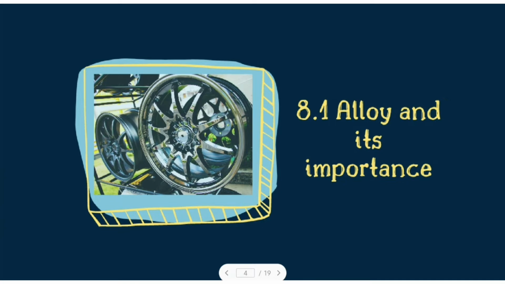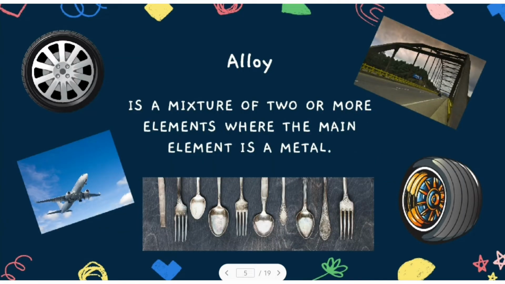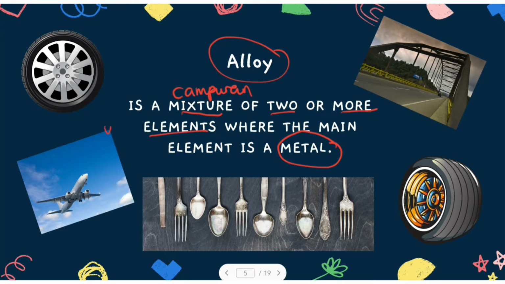Okay, students, 8.1, alloy and its importance. Okay, first we must know the meaning of alloy. What is alloy? Alloy is a mixture of two or more elements where the main element is a metal. Adalah campuran dua atau lebih unsur di mana unsur utama ialah logam.